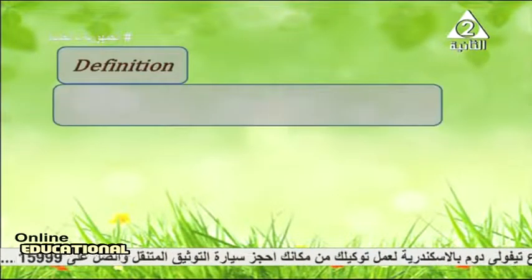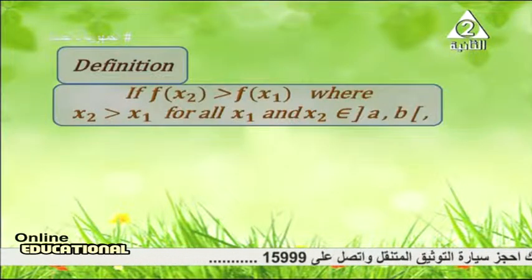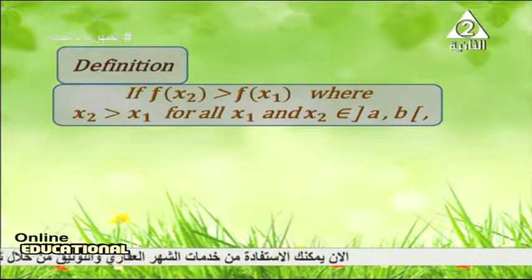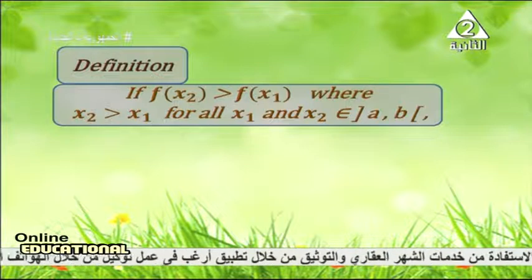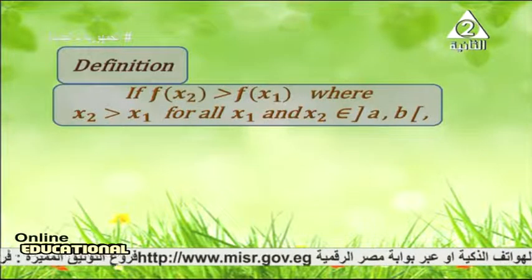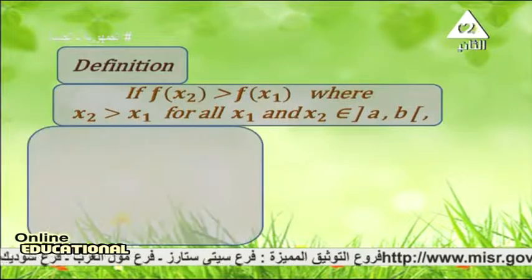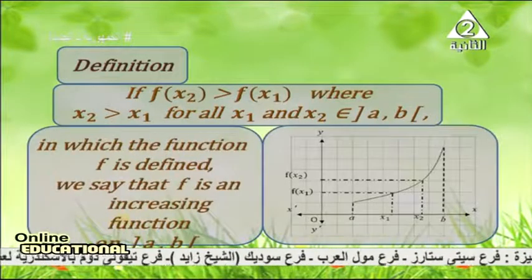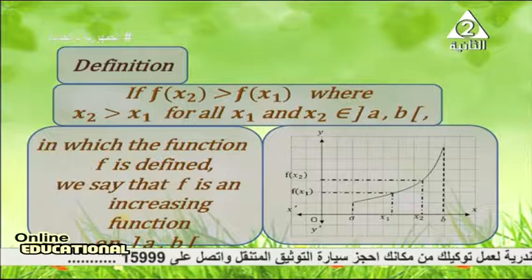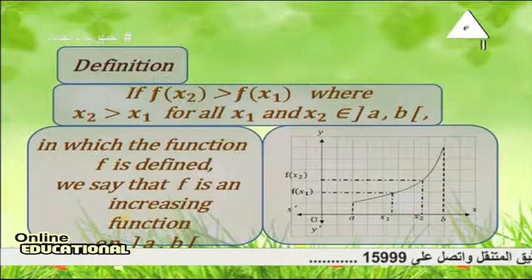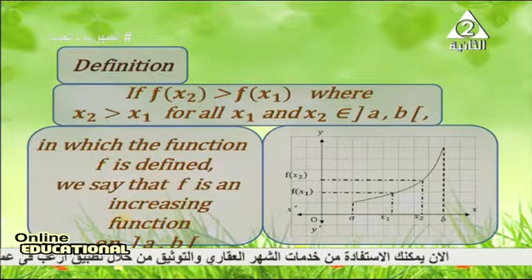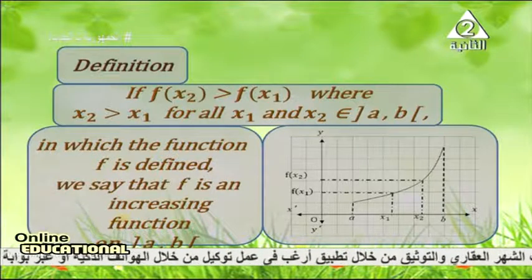Definition: if f of x2 is greater than f of x1, where x2 is bigger than x1, for all x1 and x2 belonging to the open interval a and b in which the function f is defined, we say that f is an increasing function on the open interval a and b, because x2 is bigger than x1 and f of x2 is bigger than f of x1.